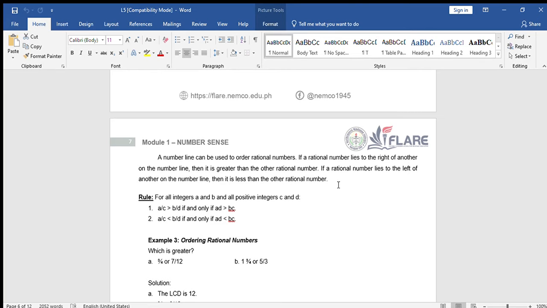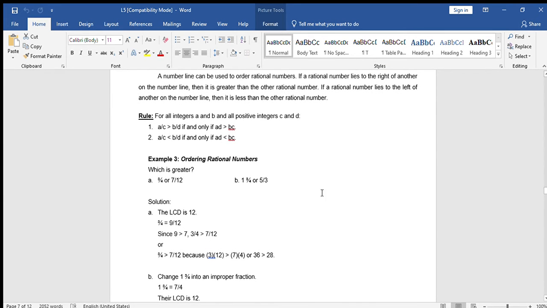Okay, so we have here the rule. For all integers A and B and all positive integers C and D: Number 1, A divided by C is greater than B divided by D if and only if A times D is greater than B times C. Again, it happens if AD is greater than BC. Number 2, A over C is less than B over D if and only if A multiplied by D is less than B times C. Again, A divided by C is less than B divided by D if and only if AD is less than BC.